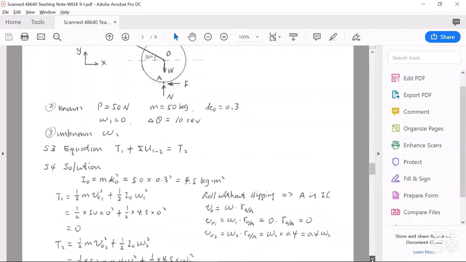Revolution is not a SI unit, so this should be converted into radians.